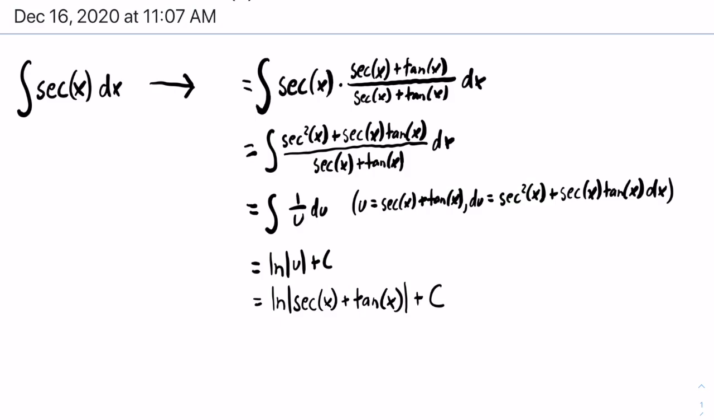And that's fine, but this step right here, multiplying by secant of x plus tangent of x over secant of x plus tangent of x, requires quite a bit of cleverness and ingenuity. It's not at all obvious that you should multiply by an expression as strange as that one. So it's not really a straightforward way to evaluate the integral.